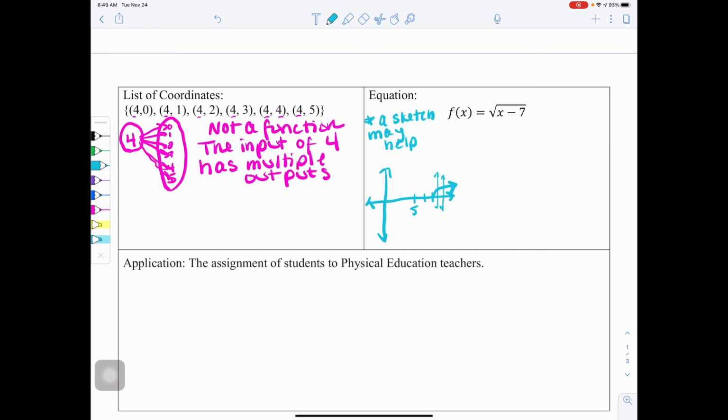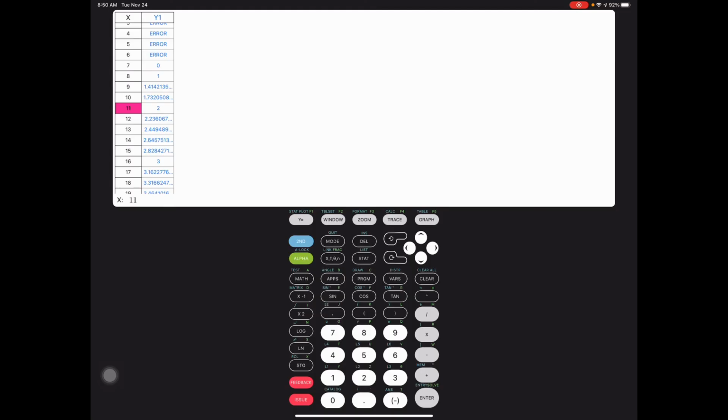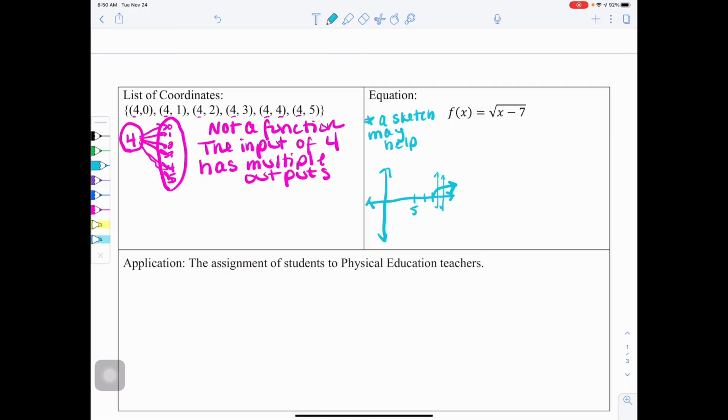But also, if we go back and look at the graphing calculator, I have scrolled down to where we can see some values, and you can see that each input only has one output by looking at the table that's created there. So it ends up taking you back to what a table of values looks like in one of our previous examples. So we are going to say this is a function because each input has one output.